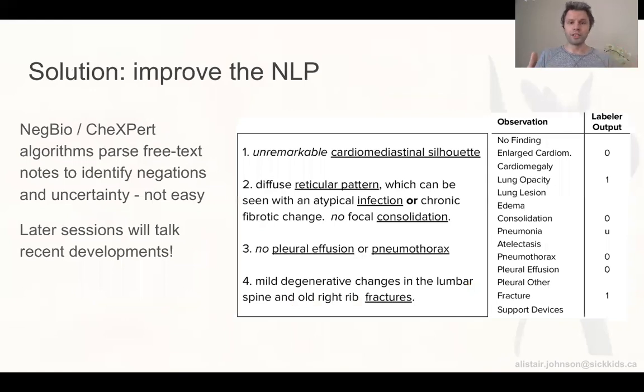Okay, so solution number one, right? Just improve the natural language processing. Just solve natural language processing. It's not that difficult, right? We can just, at this CVPR, yell at all the NLP people to do a better job, right? You'll actually hear about some improvements to the NLP algorithms in later sessions from Ivan. And so I won't talk too much about this, but this is definitely something that you can improve upon.